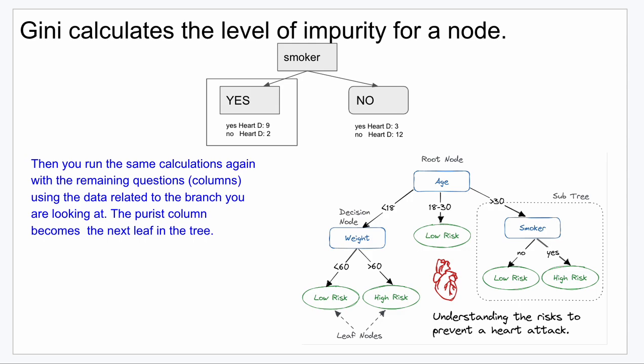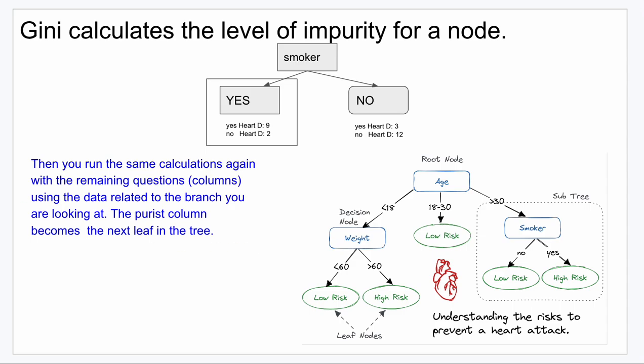And yeah, so this is just another visualization of what I was talking about. In this one, the root was age, and then it was determined for people over 30 that the most impactful next branch to look at was whether you're a smoker or not. And if you look over here, the most impactful column was your weight. And so that's what's going on here.